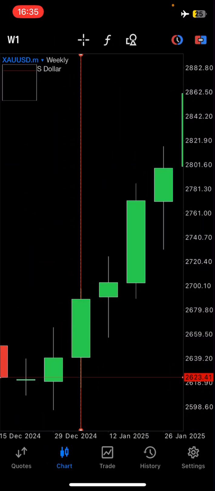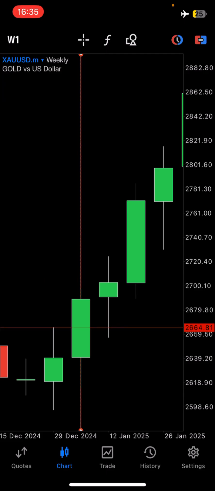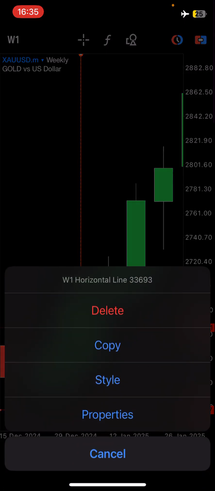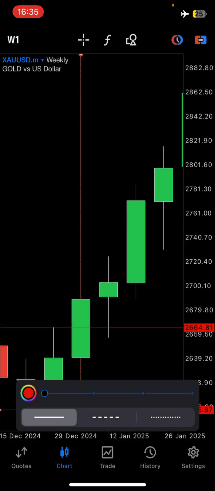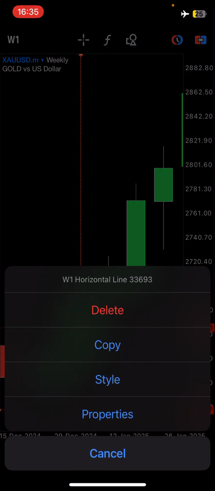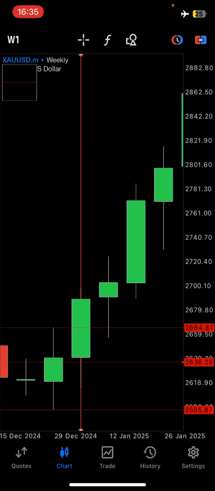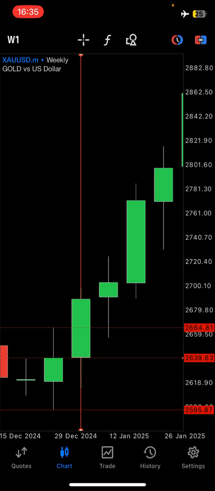That's what the system is based on. So what you need to mark is the high of the previous candle, like that, and also I'm going to copy that, and you mark the low of the previous candle as well, and that's okay. You mark the closing price and the opening price of that weekly candle.